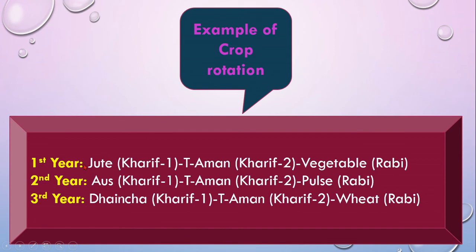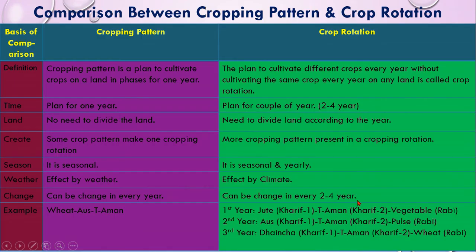So each one is a cropping pattern. Like the first year, which you see here, this is one cropping pattern. Second year, this is another cropping pattern, and third year, this is another cropping pattern. So three cropping patterns make a crop rotation. A couple of cropping patterns make the crop rotation. So this is the example of crop rotation.